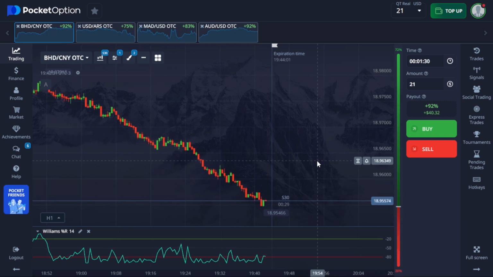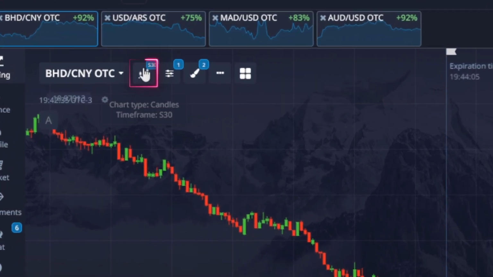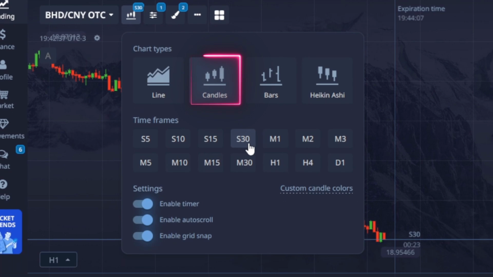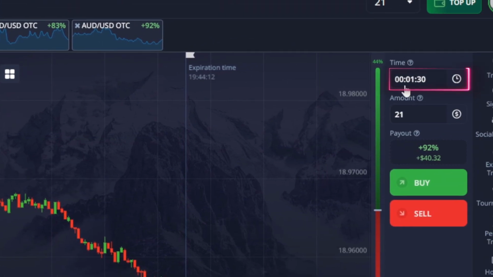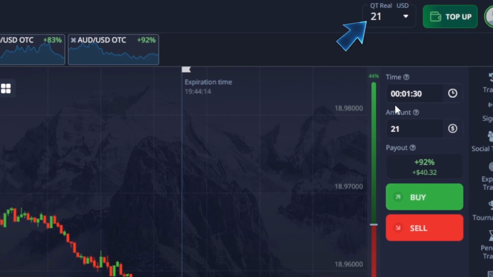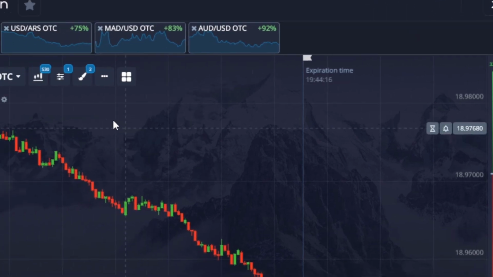Let's start with the configuration. Go to the time frame right now, alright? So let's go with that, guys. Classic candles with a 30 second time frame. You're going to use 1 minute and a half. The initial amount is $21. Let's go to the indicators.